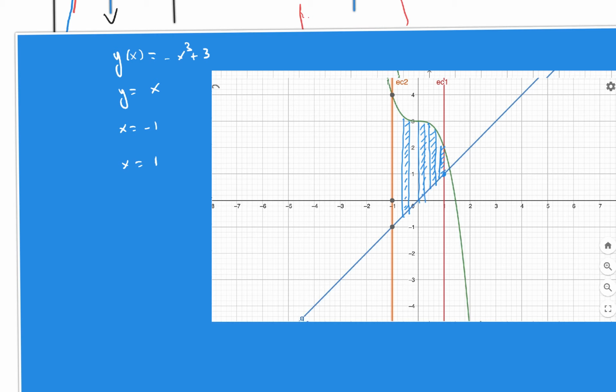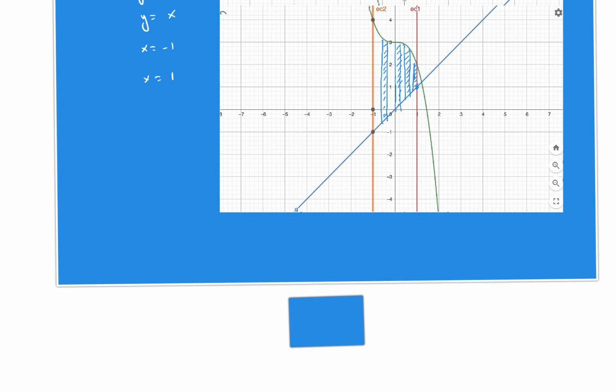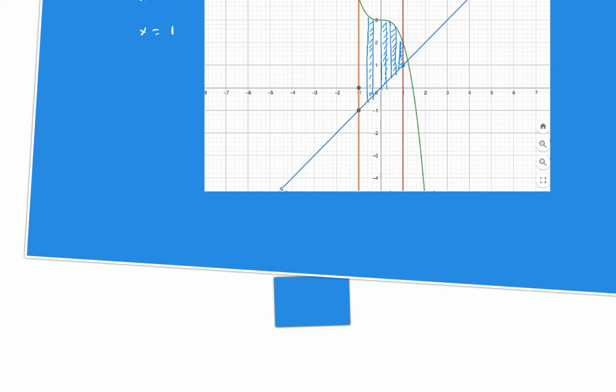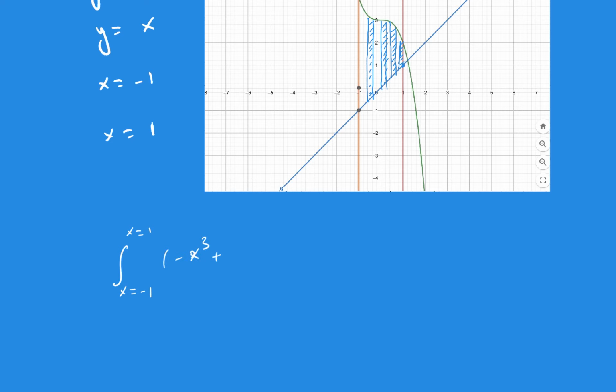So the area, the sum of all these small pieces, will be the integral of, let me put this bigger, the upper function. It will be the integral from x equal minus 1 to x equal 1 of the upper function, minus x cubed plus 3, minus the lower function, minus x, dx.